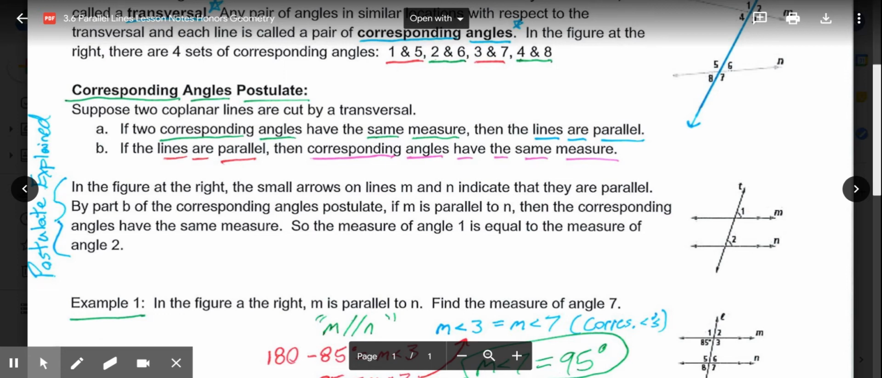So then we know if M and N are parallel, angle 1 and angle 2 correspond. So we know angle 1 and angle 2 are congruent or equal.